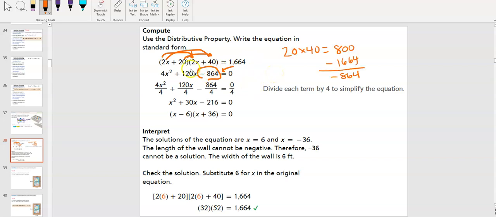Okay, so the step they don't show you is that 20 times 40 is 800. Take away the 1,664, and I'm left with the negative 864.